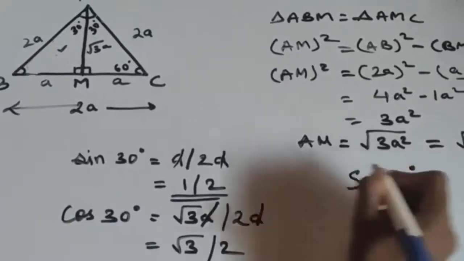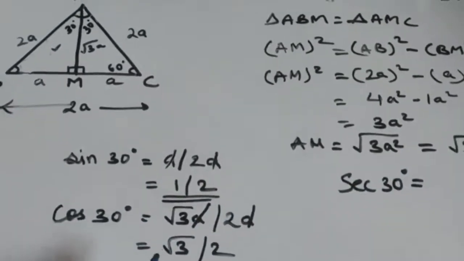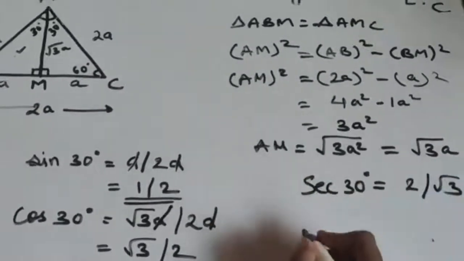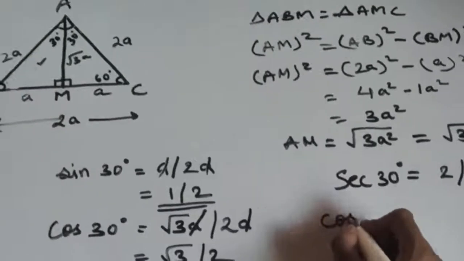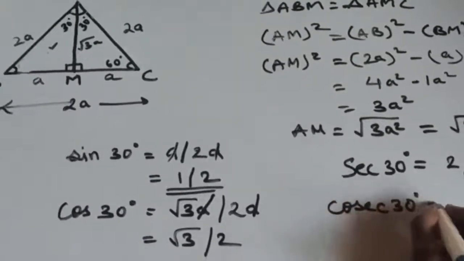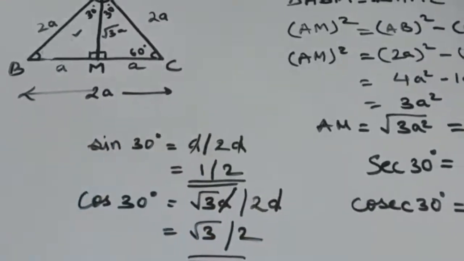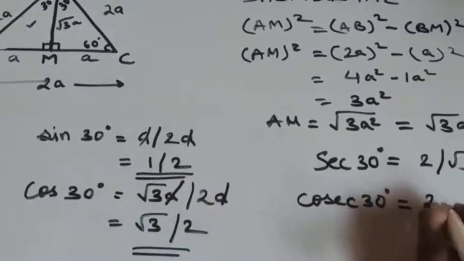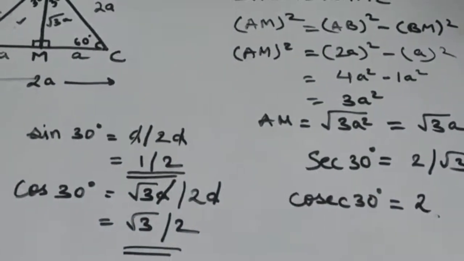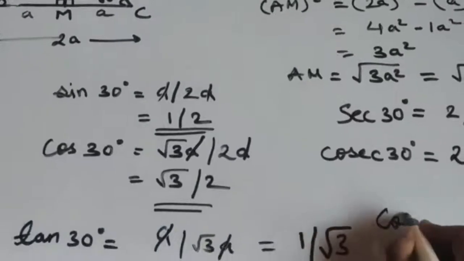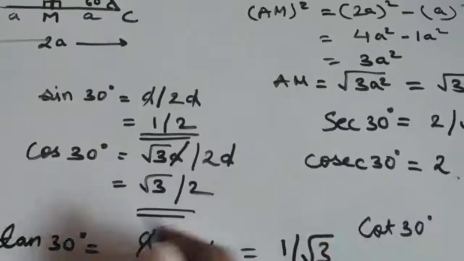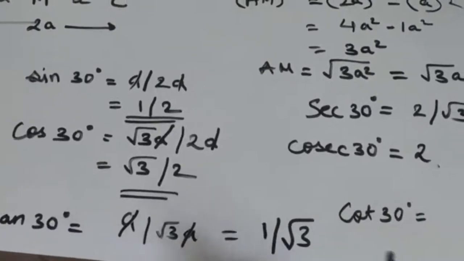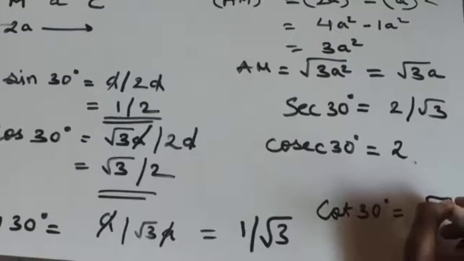Similarly, we can write the trigonometric ratios for sec 30 degree. It will be just the reciprocal of cos. Here it is root 3 by 2, so this will be 2 upon root 3. For cosec 30 degree, it will be the reciprocal of sin 30 degree, which is 1 upon 2, so the reciprocal will be 2. For cot, it will be the reciprocal of tan 30 degree, which is 1 upon root 3, so we will have root 3.